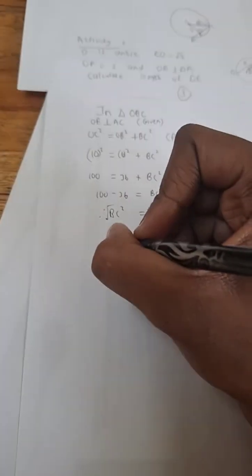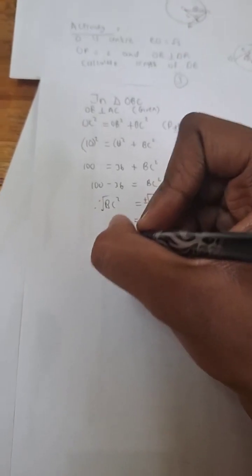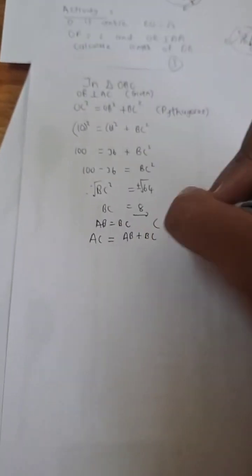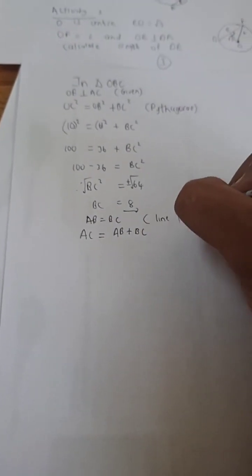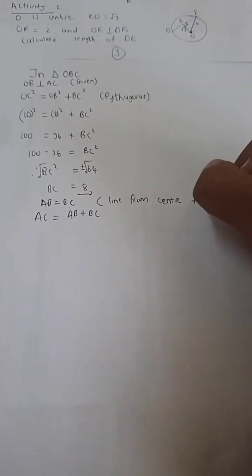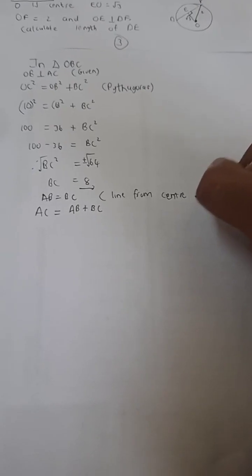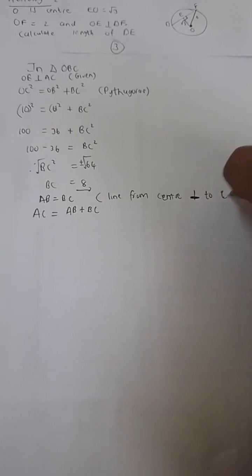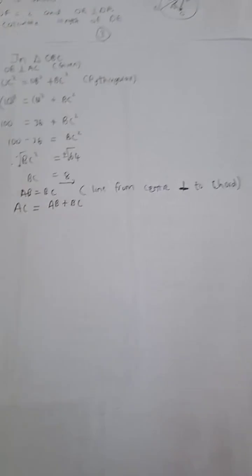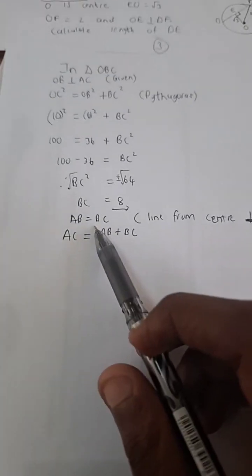But first and foremost, we're going to say the following. AB is equal to BC. Why do we say that? Line from center perpendicular to chord. Sorry, let's get this perpendicular sign right. Perpendicular to chord. AB is equal to BC.